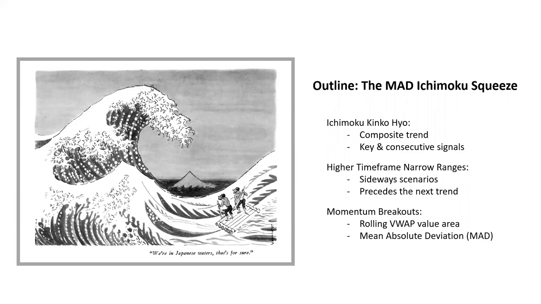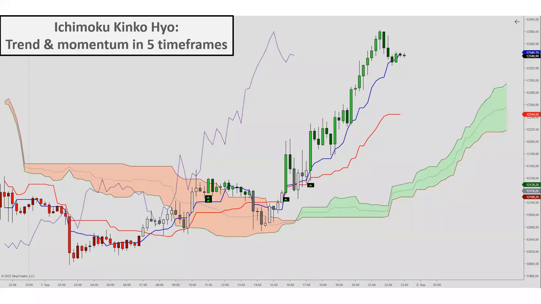That calculation, the mean absolute deviation, or MAD, creates more stable and reliable deviation bands or value area from where the breakout should originate. So we'll get back to all of that in a little bit. But first, let's have a quick recap of the Ichimoku indicator.